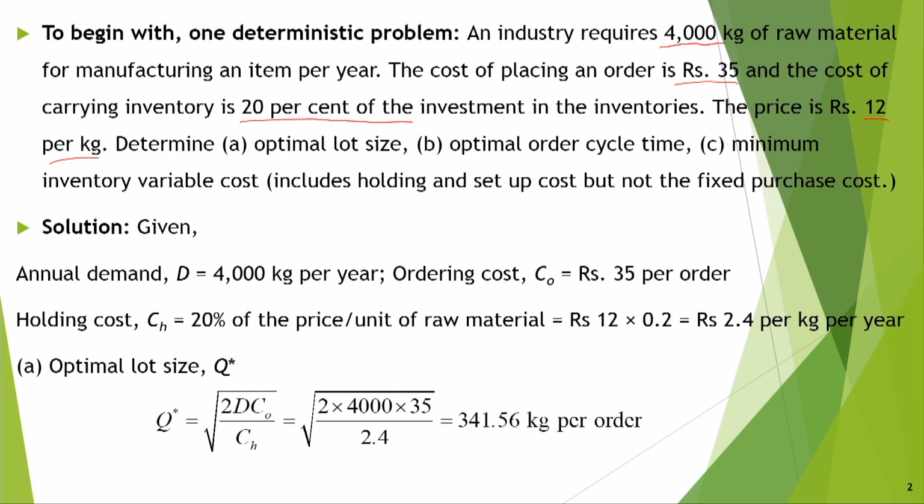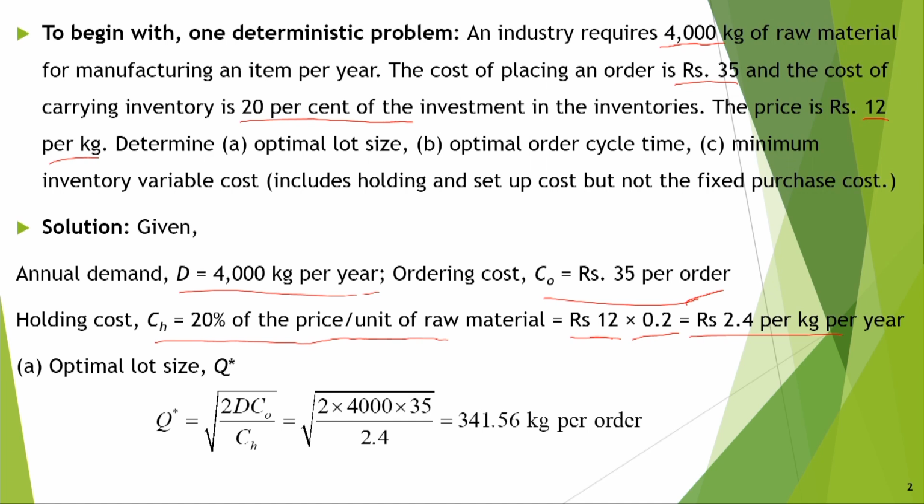That means it includes holding and setup cost, but not the fixed purchase cost. That's why it is called inventory variable cost. Basically, inventory cost which you have been telling that till now. Solution is that given annual demand D is equal to 4000 kg per year, ordering cost C0 is rupees 35 per order, and then holding cost CH is equal to 20% of the price per unit of raw material. So, per unit is priced at rupees 12, its 20% is 0.2. So, this becomes rupees 2.4 per kilogram per year.